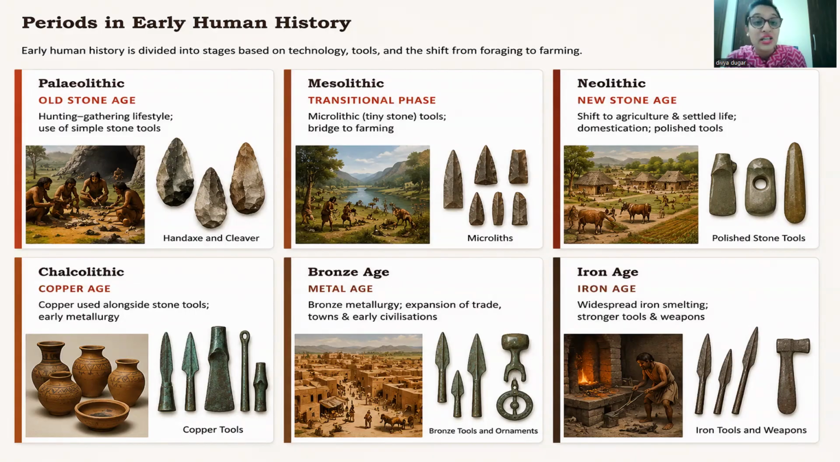The next age is Mesolithic, also called the transitional phase, where the early ancestors used microlithic tools. They are very tiny tools, and because they are a little sharp, they were used for aquatic animals at that time. Microlithic tools are very tiny stone tools, and you can see they're a little sharp compared to the Paleolithic tools. Then came the Neolithic Stone Age.